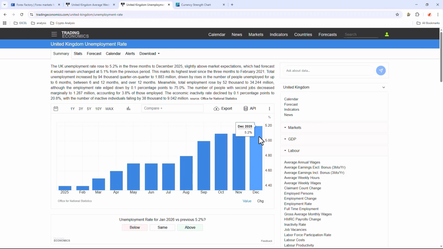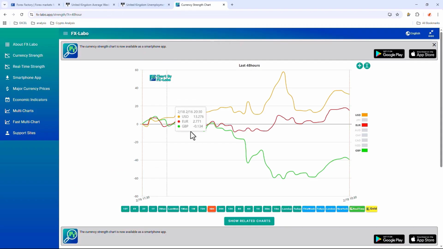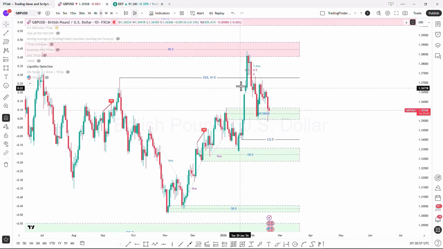Previously, the unemployment rate was sitting at 4.4%, but now it has surged significantly to reach its highest point at 5.2%. Also, by examining the strength of the currencies, we see that the USD has been the strongest currency in the market over the past 48 hours, followed by the euro, and finally, the GBP has had the weakest strength. All these factors together have led to a bearish outlook for the GBP market.